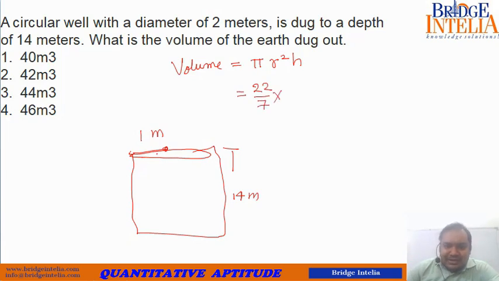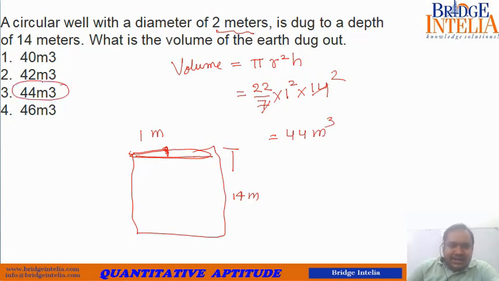Radius is 1. Why? Because the diameter is 2. So if this is 2, radius is half of it. So 1 square into height. Height is what? 14. So this is 22 into 2, 44 unit. So 44 meter cube must be the answer. So this is the correct answer. Now let's move forward.